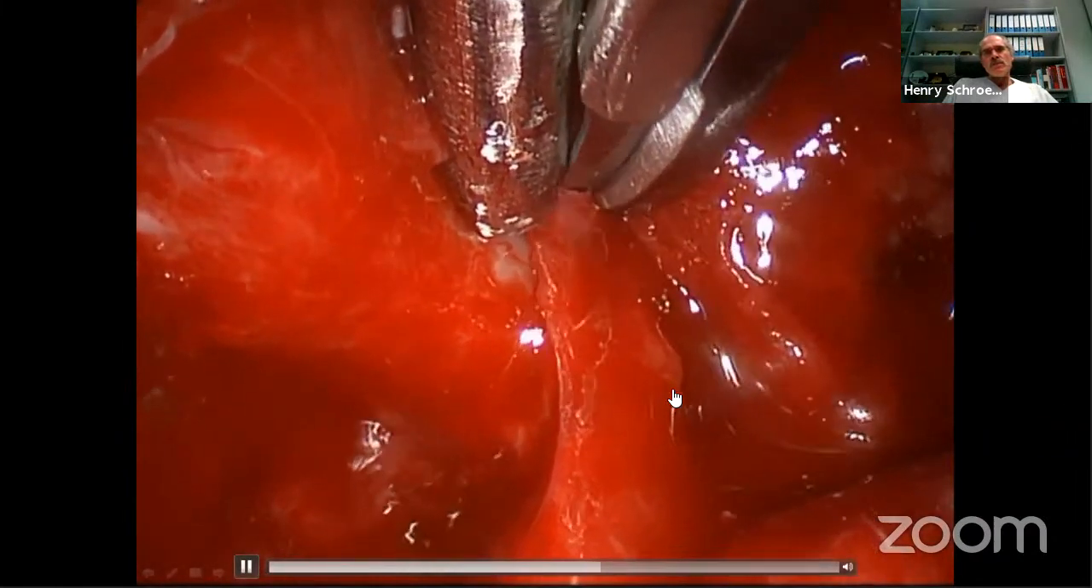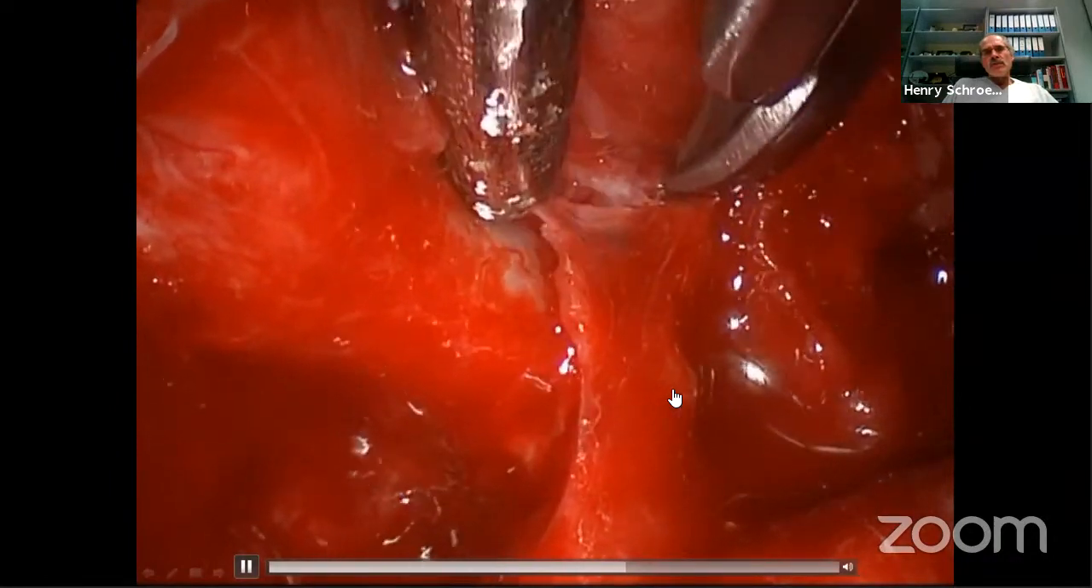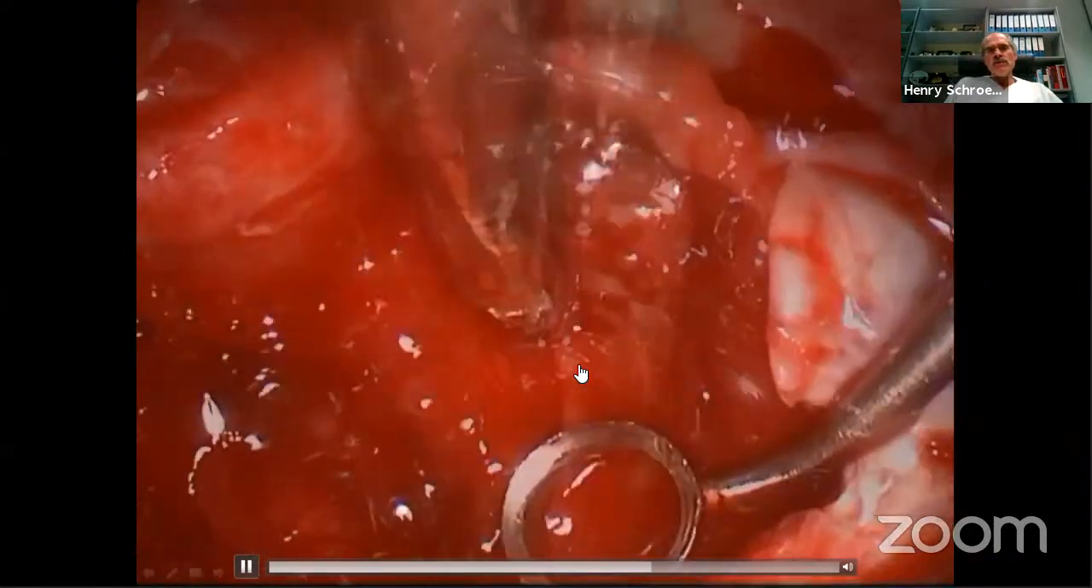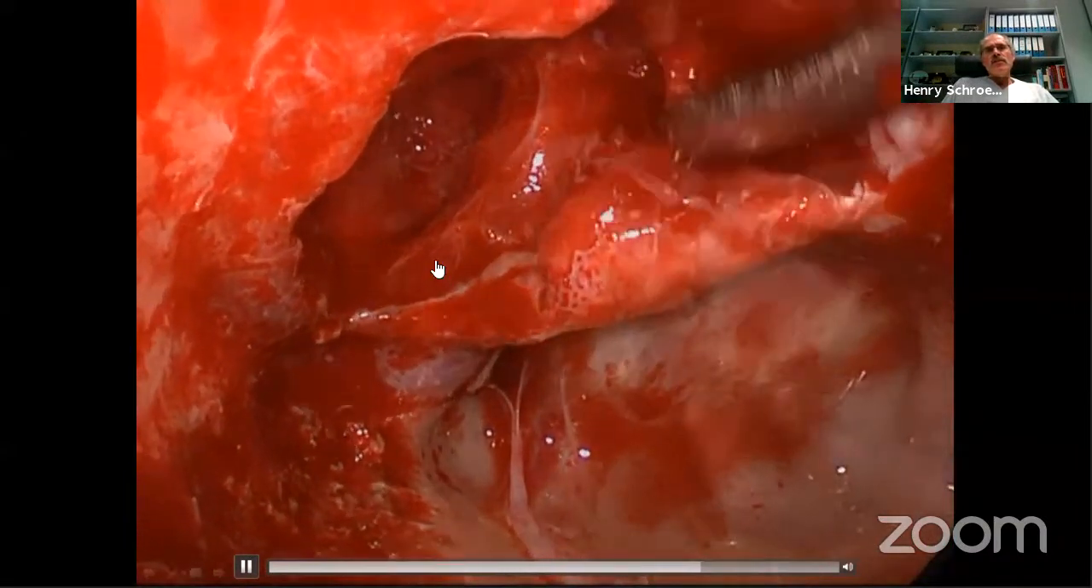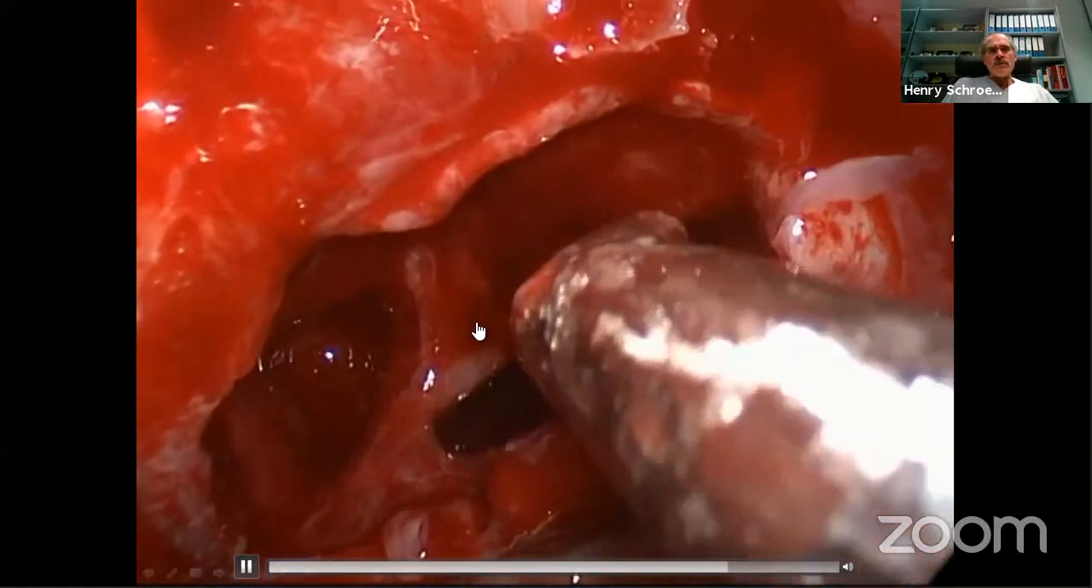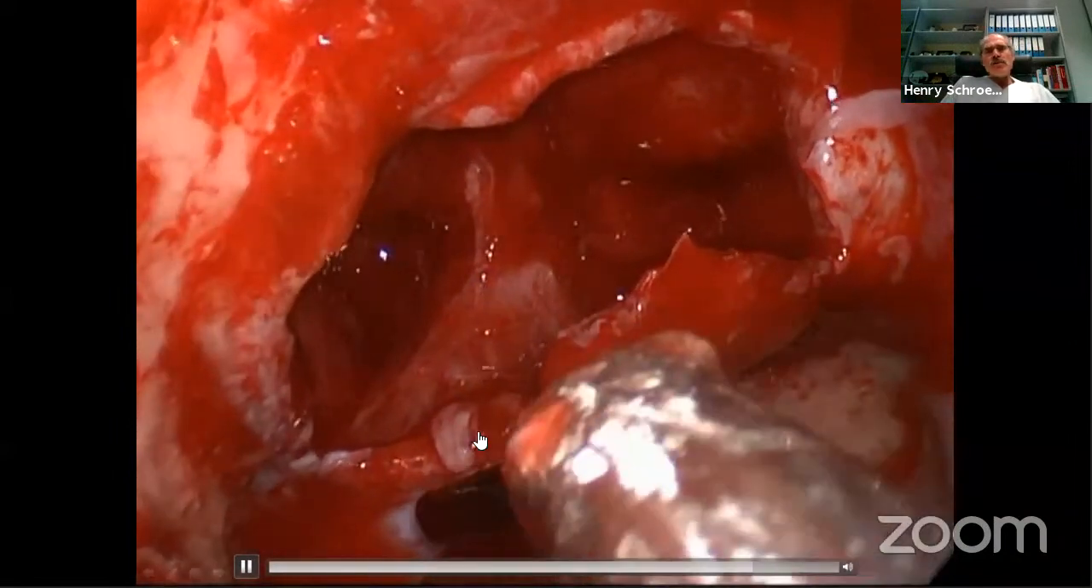Then with scissors, we make it wider to get full exposure. If it starts to bleed, you know that the tumor is removed. And you see here, the carotid is completely free. And then it is of utmost importance that this carotid is covered.